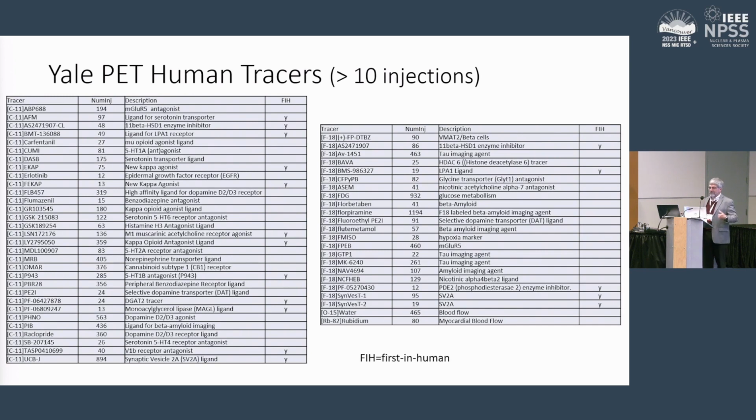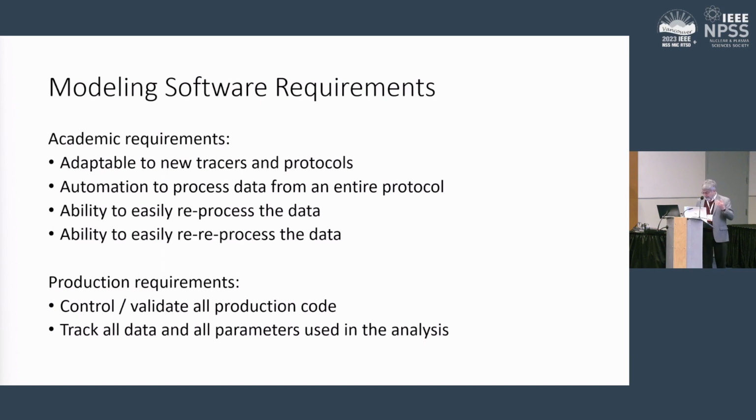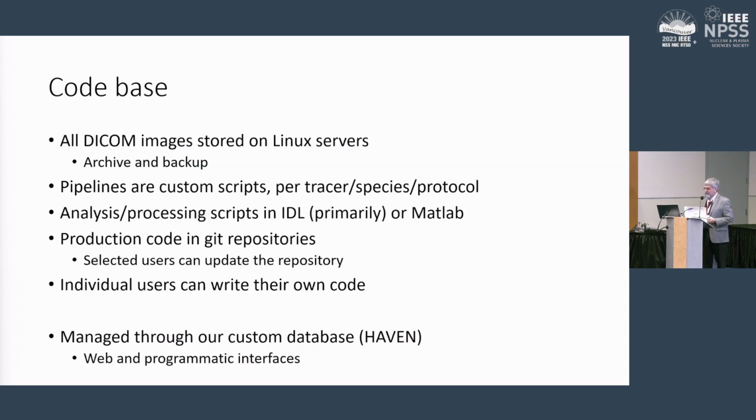So the environment needs to adapt to not doing the standard stuff; when doing something new, we have to figure it out. With our academic requirements, we want something that is adaptable to new tracers. We want it to be automated so that we can easily process a whole protocol and then reprocess that data when we figure something out, and then reprocess it again when we figure something else out. So we have to have that flexibility, but at the same time we need it to be nice and controlled, so we can validate the code, know exactly what version of code we used, and track everything we've done to the data, each step along the processing pathway.